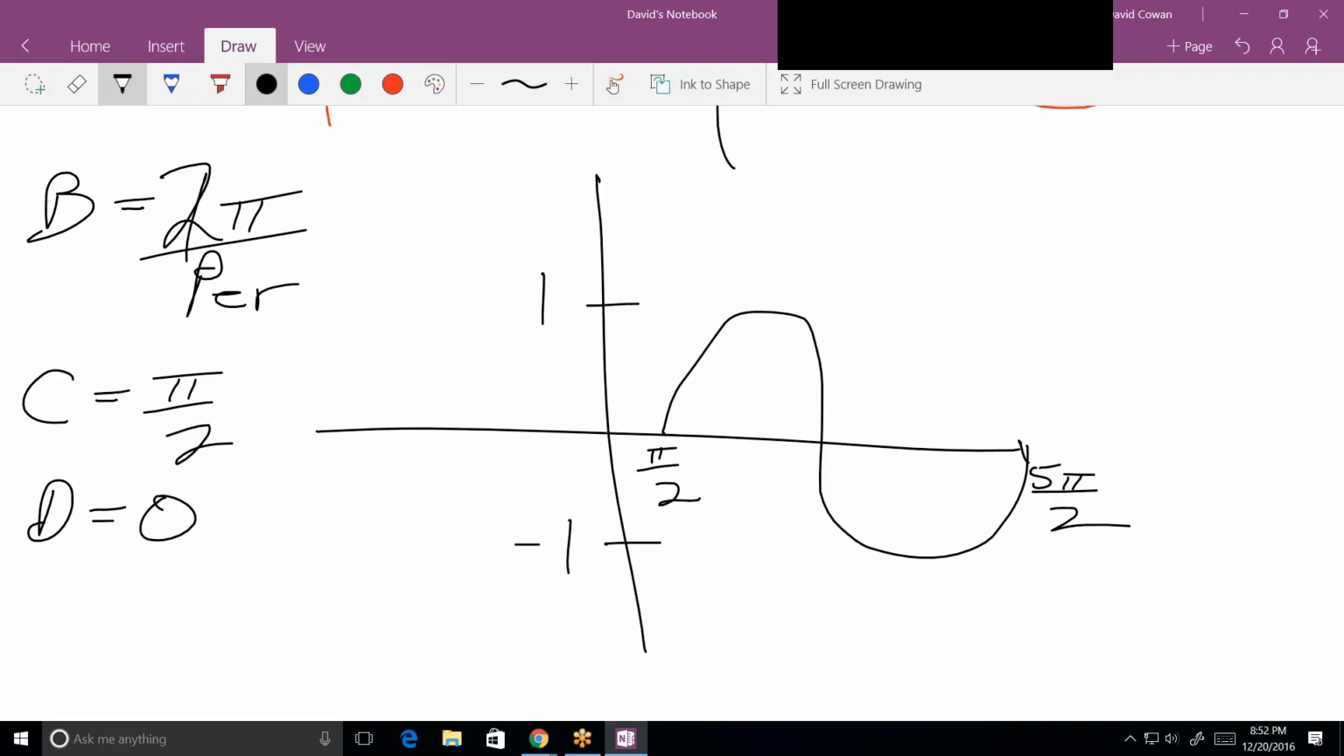Okay? So I could write this as y equals, a is 1. I'm going to use the sine function. B is 1. It does have a phase shift of pi over 2, so I'm going to write it like that, plus 0, because d is 0. But notice that there's another way I could write this. That point right there is pi.